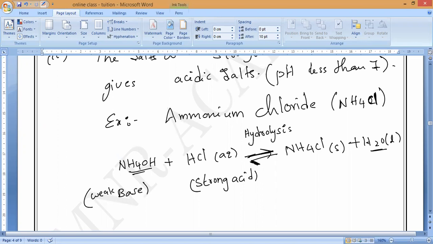So the aqueous solution of ammonium chloride is acidic in nature. What is the nature of this salt? Acidic solution. Acidic in nature. Please note it down.